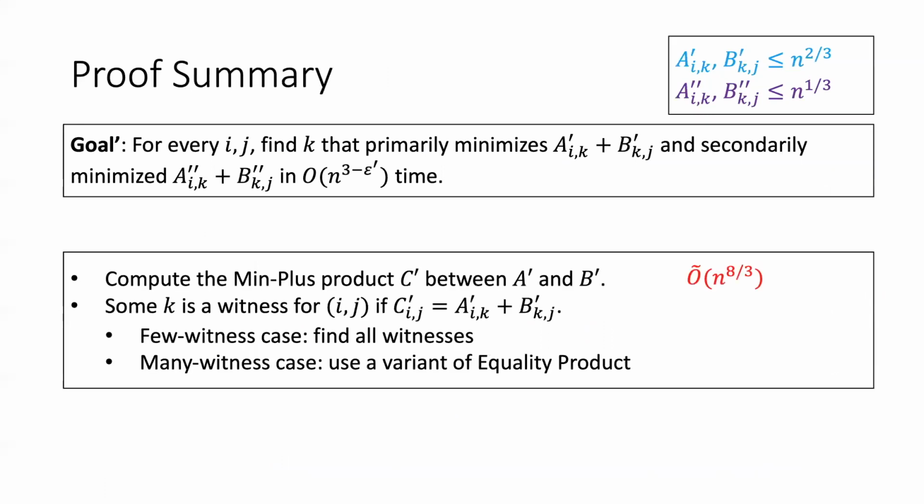So recall this is the outline of the proof. And for both the few witness case and the many witness case, we can solve it in n to the 3 minus epsilon over 2 time roughly. So overall, we get a truly subcubic time algorithm for our goal, and that concludes the proof.